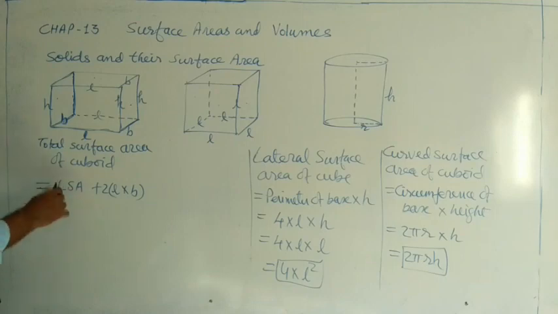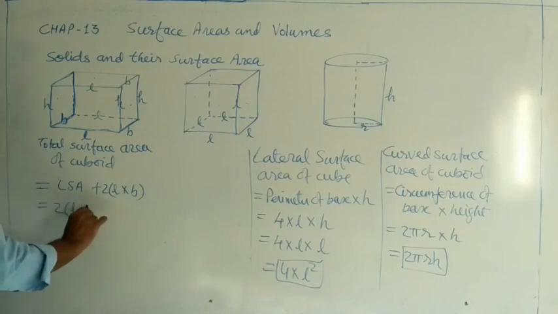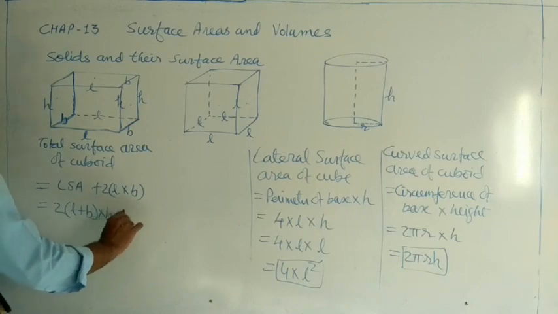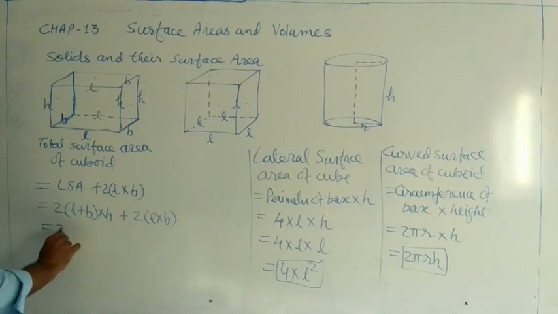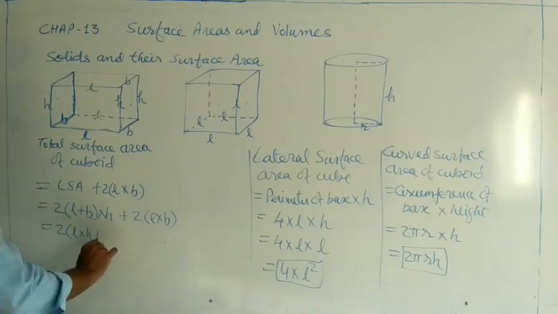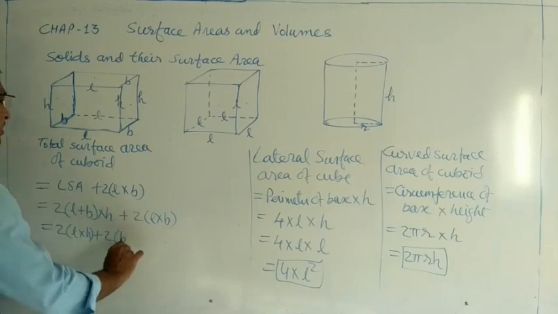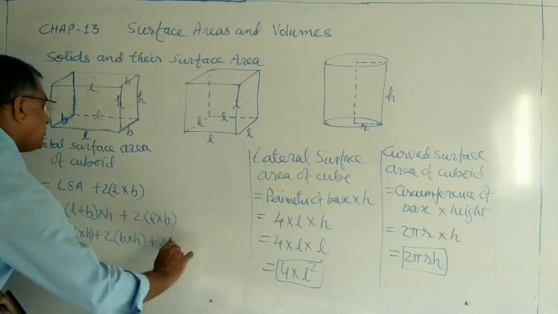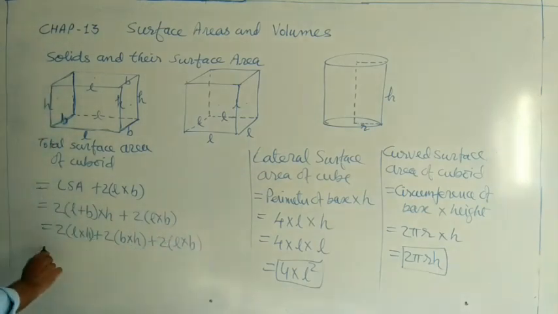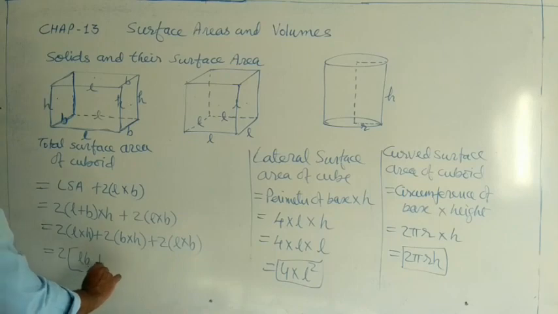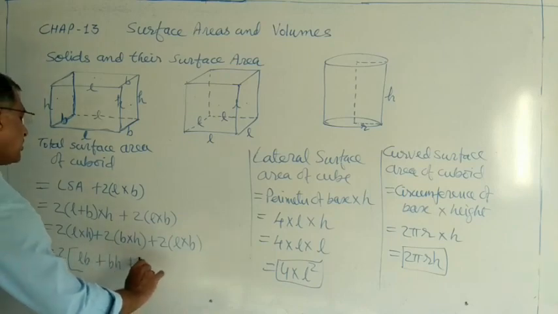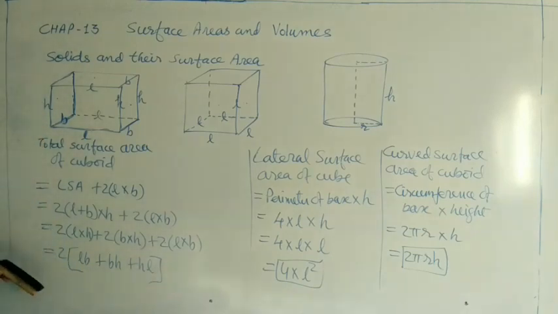So what is lateral surface area? That already we have seen, 2 times (L plus B) multiplied by H, and here it is 2 times L into B. So on expanding we will get L into H plus 2 times breadth into H plus 2 times L into B. On arranging them, we get 2 times all the 3, L into B plus breadth into height plus height into length. So this is the formula for total surface area of cuboid.